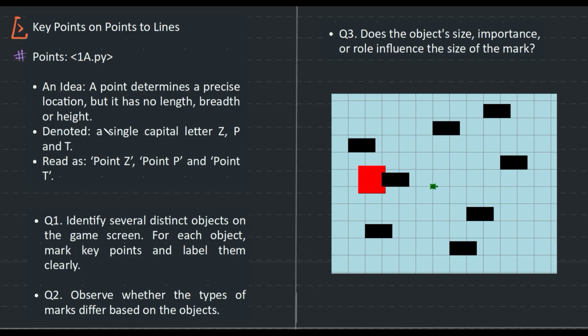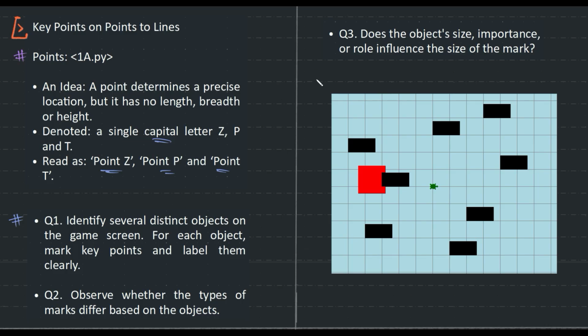It's just a dot. Generally we denote it as Z, P, T, A, B, C, D, whatever you want, but it has to be a capital letter. And we read it as point Z, point P, point T. If you maintain this discipline consistently, it will be helpful. That's why we are discussing all of this. It has to be so.